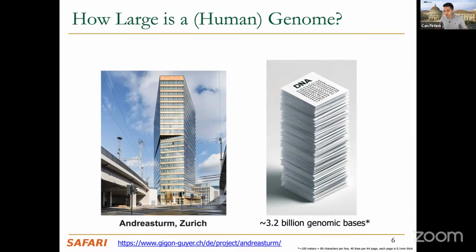And I'm not exaggerating. If you are curious, here I did the math. We assume Andreasturm is around 100 meters, and we can have around 80 characters per line. We have 4 lines for the A4 page, and each page is around 0.1 millimeter thick. So this is really basically a huge information.